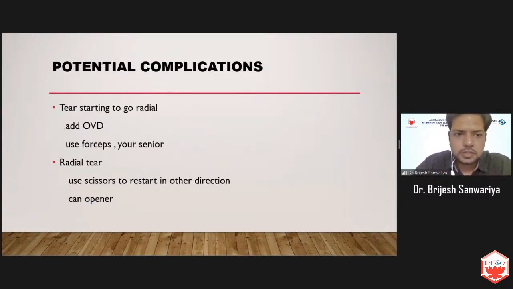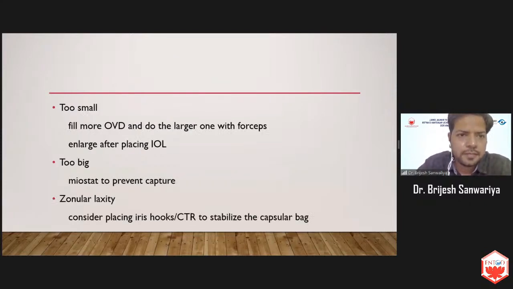Potential complications which can arise: there can be a tear, and it can start to go radial. We should add OVD and use forceps, or call your seniors if you are a beginner. And if there is a radial tear, we can also use scissors to restart in another direction or can convert to can opener.